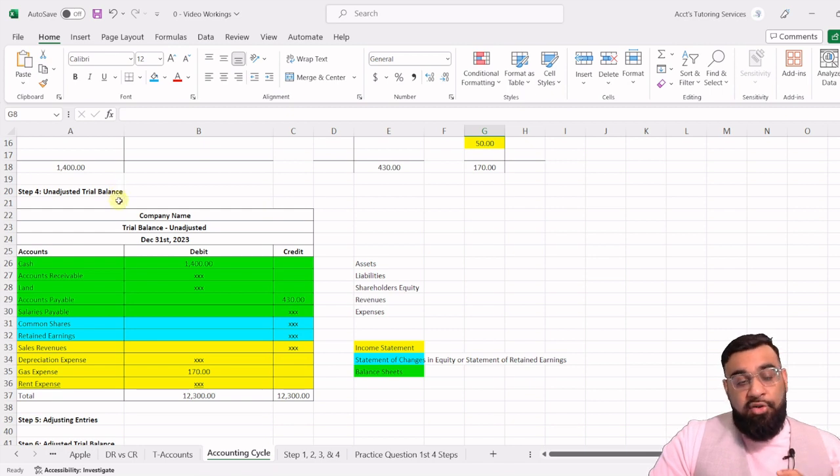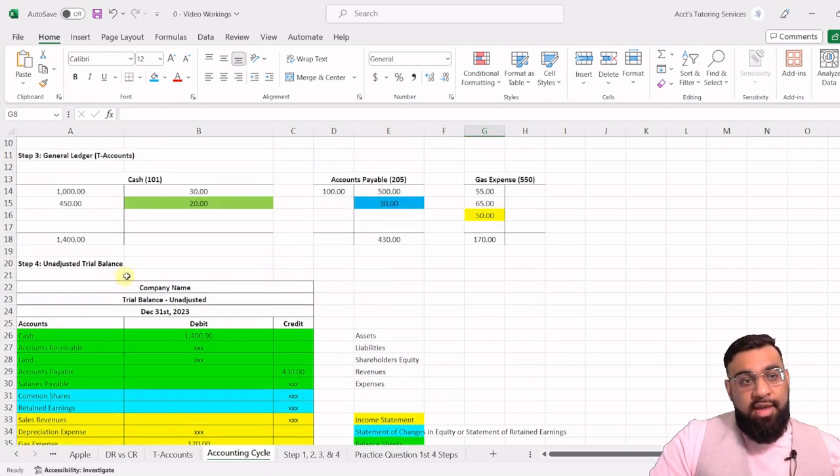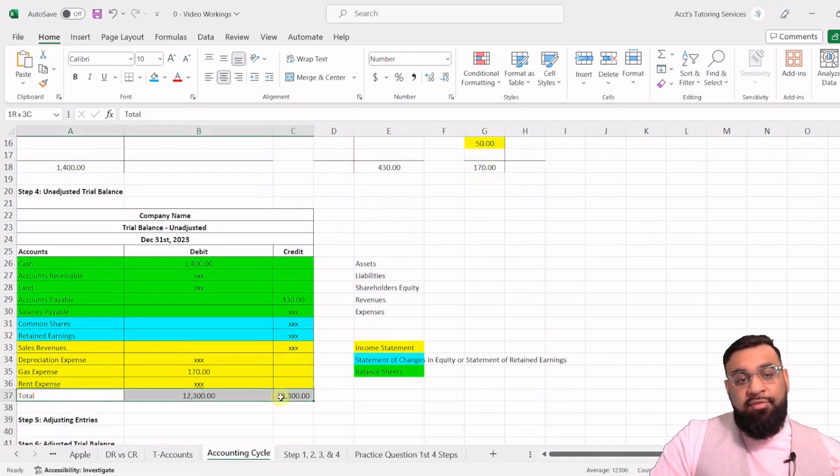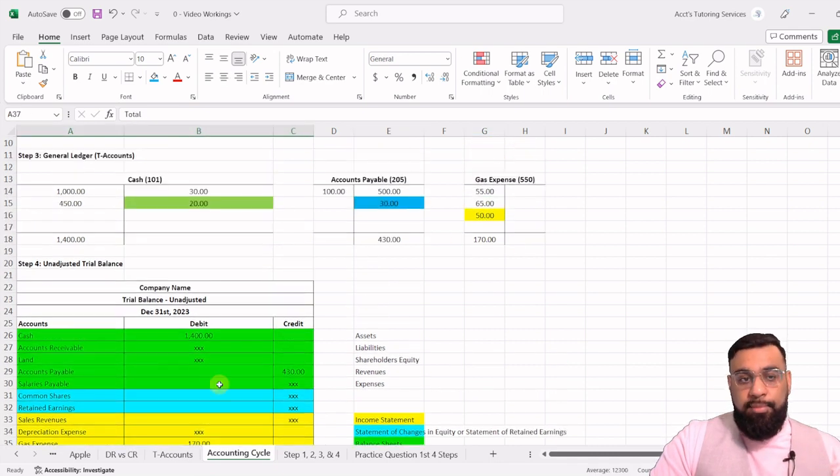The trial balance is not a form of financial statements, but it's very important in the preparation of doing the financial statements. So it essentially takes all the accounts we have in our T accounts, and it takes the ending balances, and it sees if the ending balances at the end of the period equal to each other.